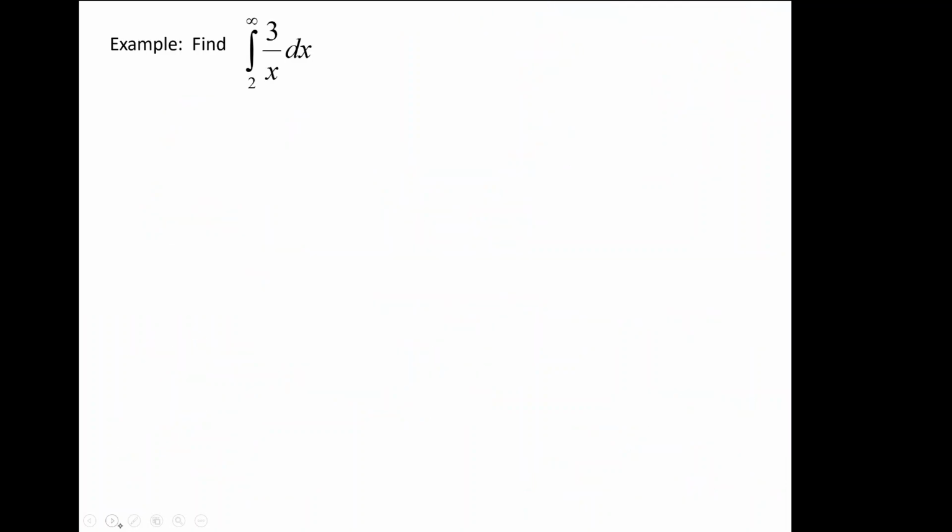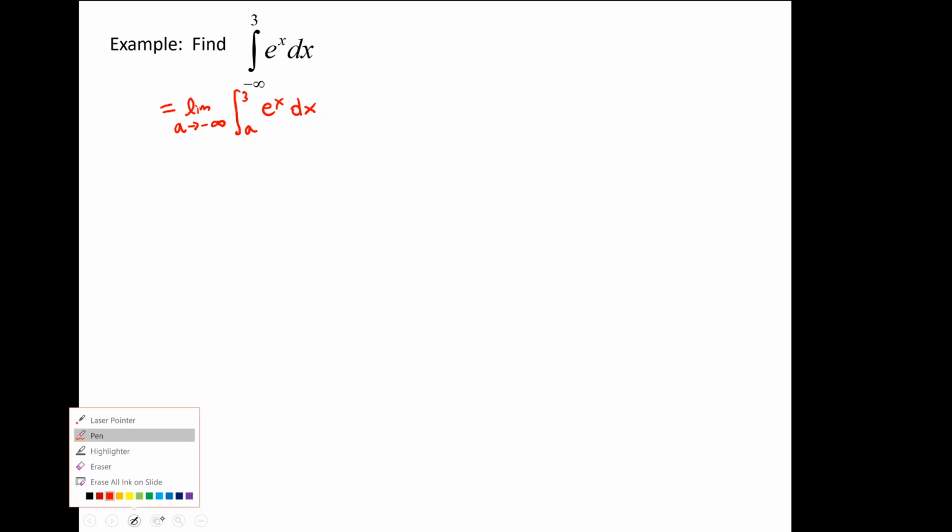Okay, next question. So it's the same function we did last time. This time the lower bound is where the problem is. So I'm going to convert to a limit. This time, since it's the lower bound, it'll be limit as a approaches minus infinity, and our integral is the integral from a to 3 of e to the x dx. Okay, in the last two examples, one of them converged, one of them diverged. We'll see what happens here.